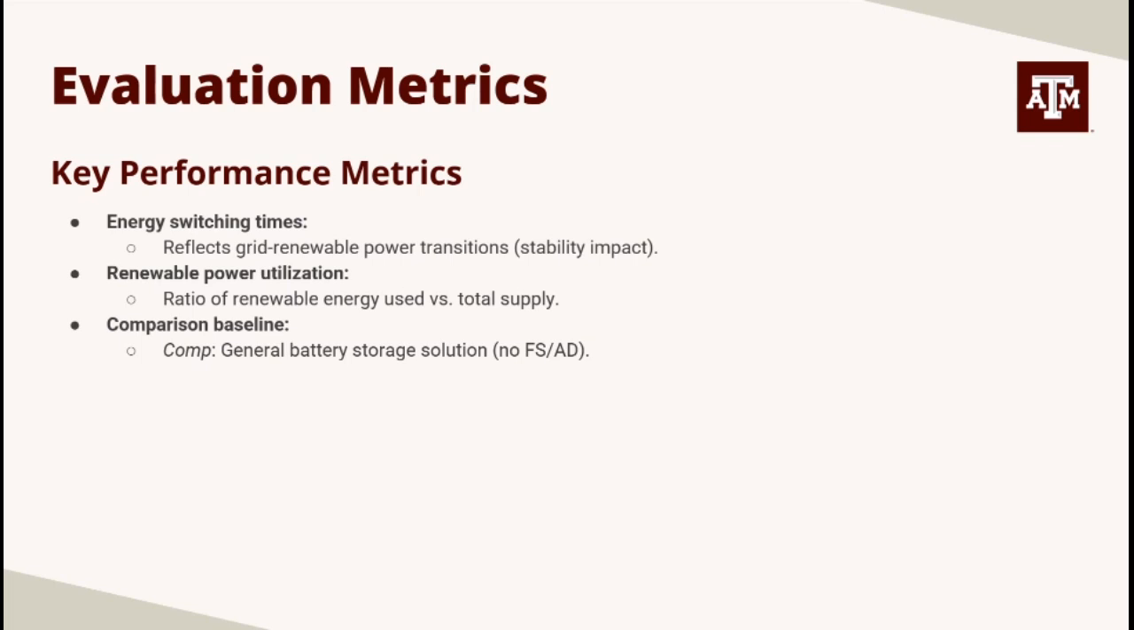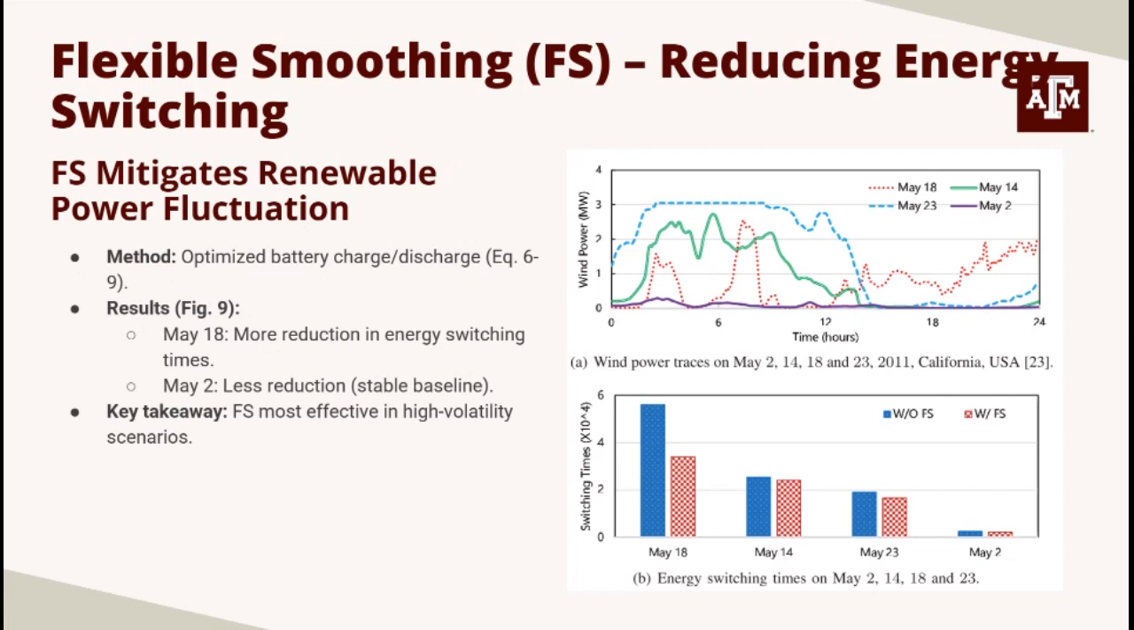Flexible smoothing delivered significant improvements. By optimizing battery charge and discharge cycles, it reduced energy switching times by up to almost 30% in high volatility scenarios, like the wind trace from May 18th. Even in stable conditions, such as May 2nd, we saw a small reduction.